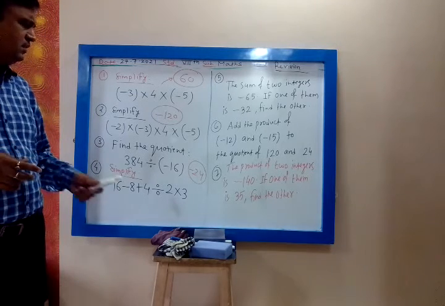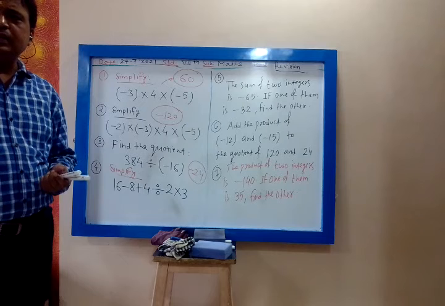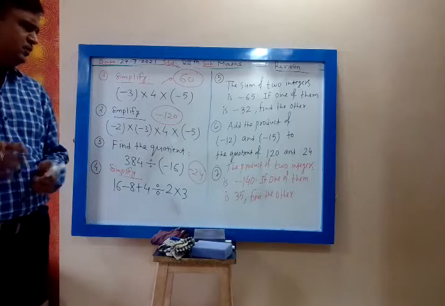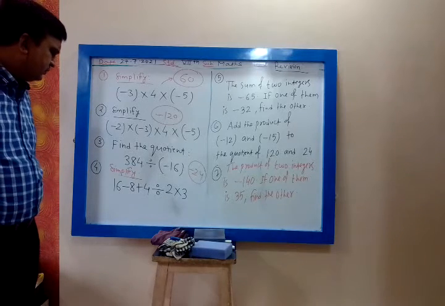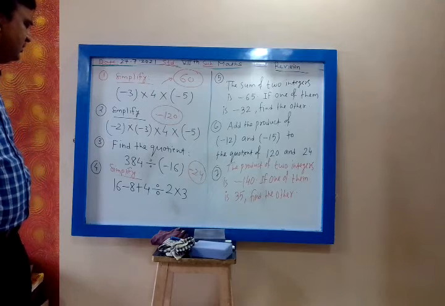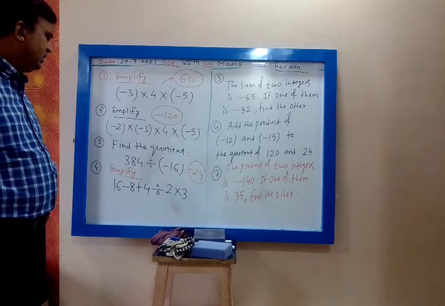Fourth question. BODMAS you have to apply, my dear. What are you doing? BODMAS: first bracket opening. Then minus 2 is also a wrong answer. 2 is a wrong answer.